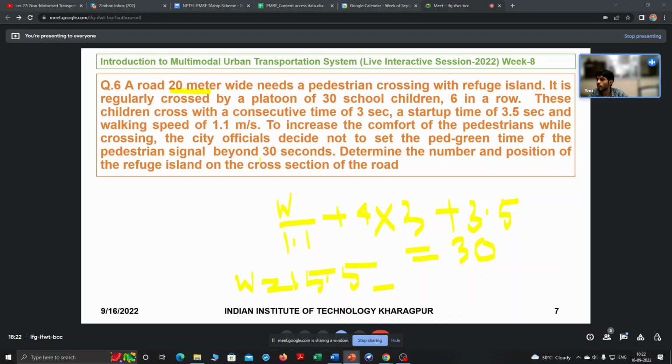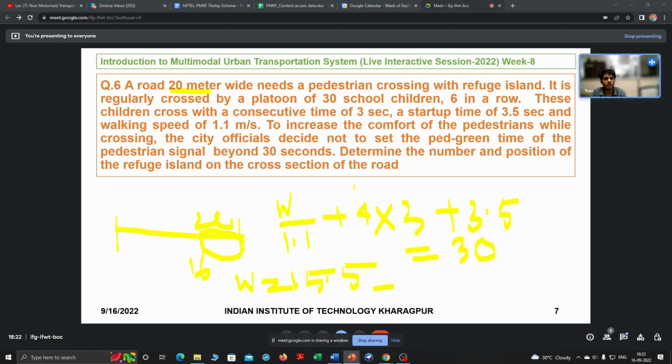So now you have a road of 20 meter. So your width was 20 meter. And your pedestrian will be cross up to, yes, 15.95 or 16 close to. So now you have left a 4 meter width to cross. So what should we do? How many number of island would you provide?